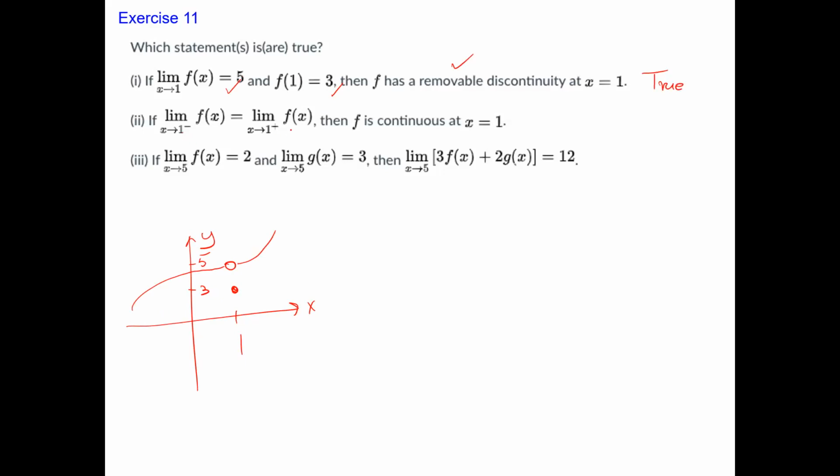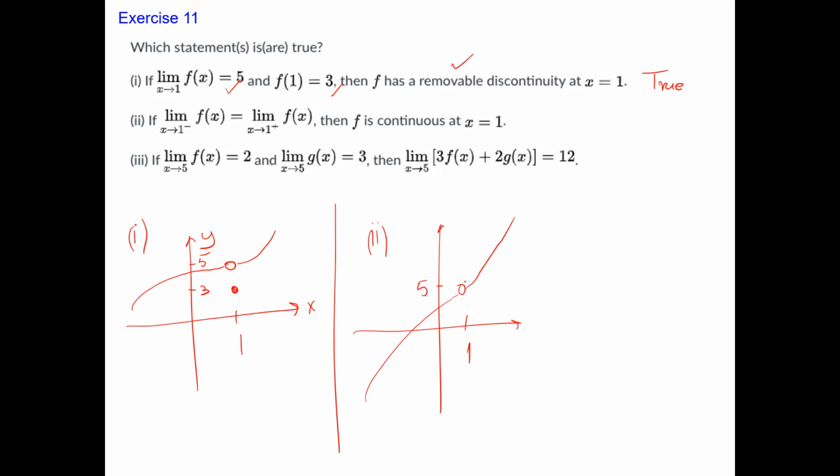If the limit on the left and the right-hand side is the same, then the function is continuous at 1. No, that's false. That's false because the limit at 1 could be, let's say, 5. It's the same limit. But the value at 1 could be somewhere else, let's say 6. That means this is a false statement. The function is not continuous.